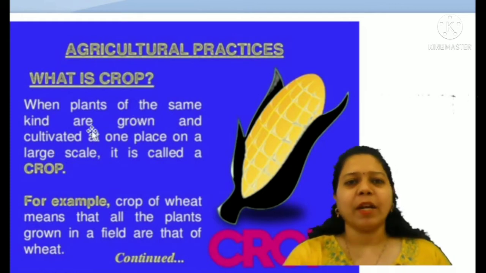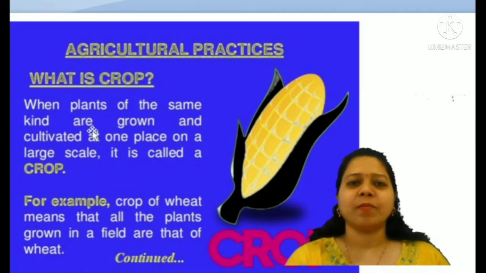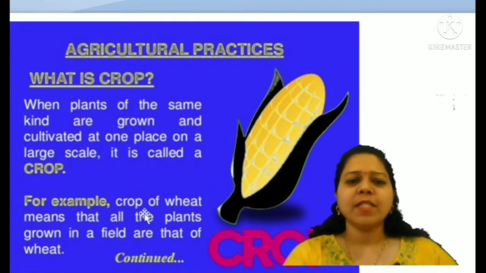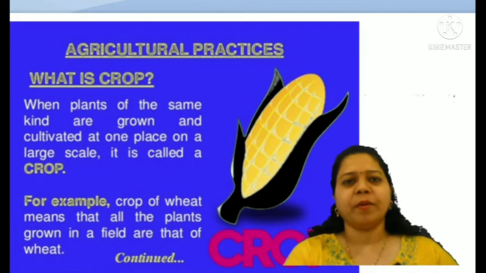When plants of the same kind, for example rice, are grown in one bigger area, and the number of those plants is large, then we say that is a crop. For example, a crop of wheat means that all the plants grown in a field are wheat. We are taking crops of wheat and rice. There are many types of crops we grow in India.